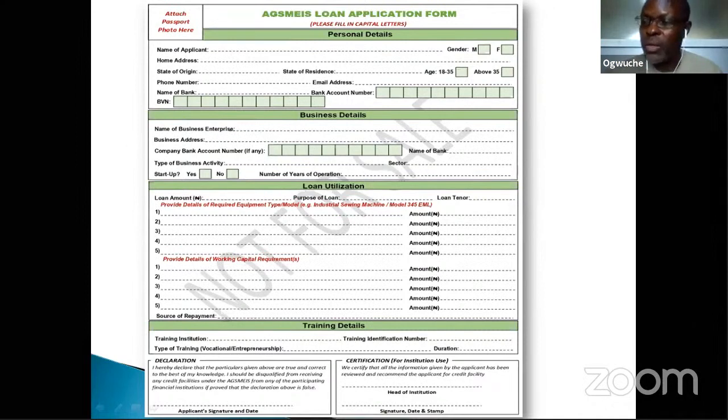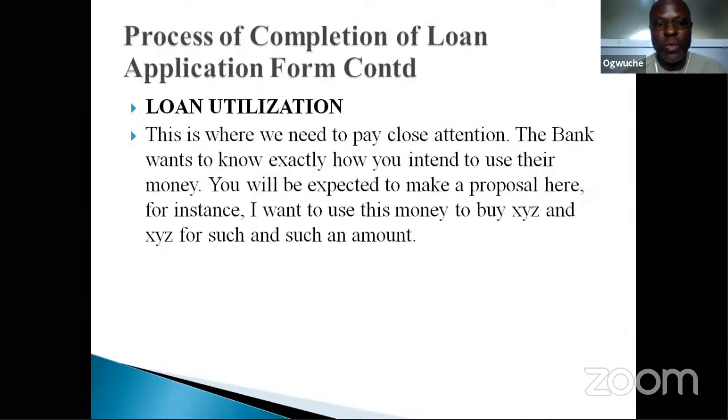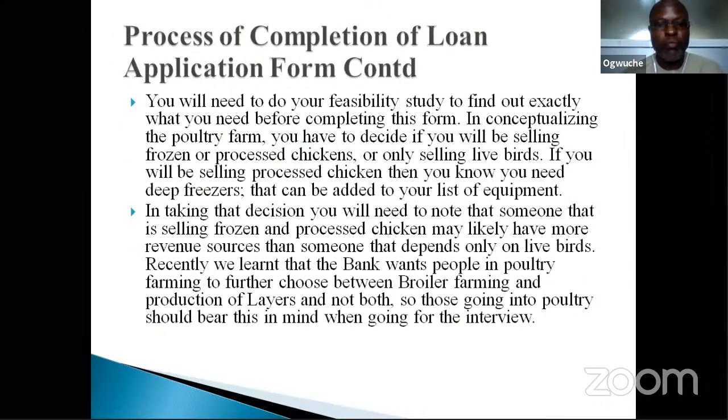That's when you now write out the loan amount. That is the expectation, okay? So let's go back and discuss some more on that aspect of loan utilization. I've already talked about if you want to go into frozen or processed chicken, you require a deep freezer as part of your equipment, yeah?